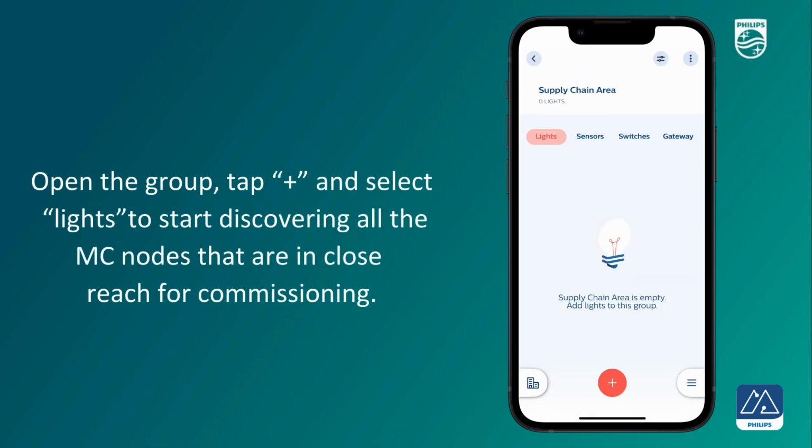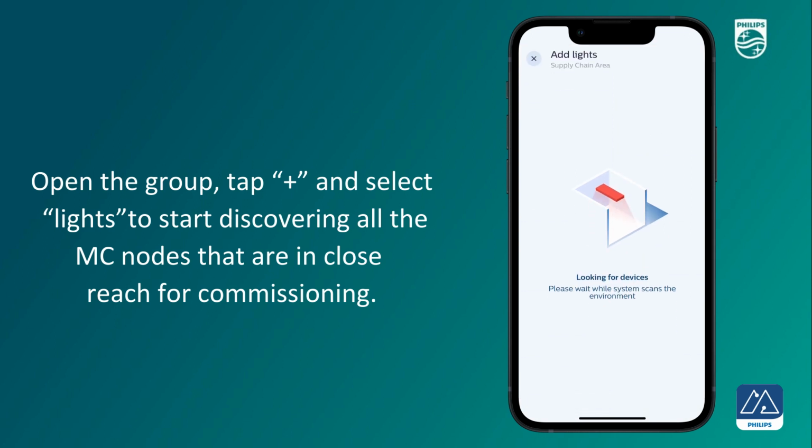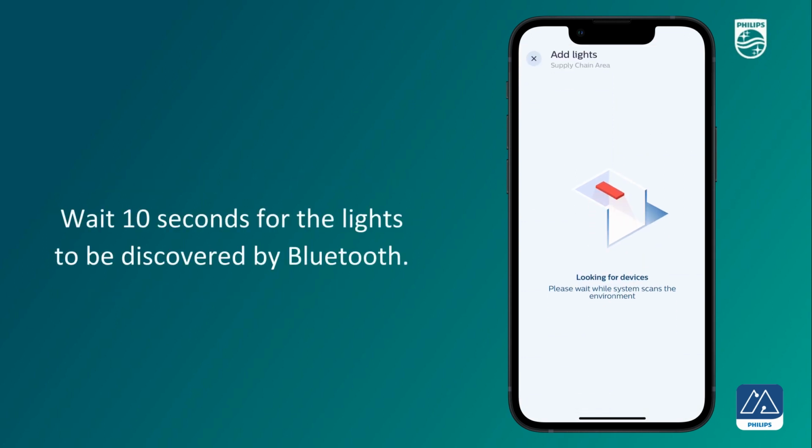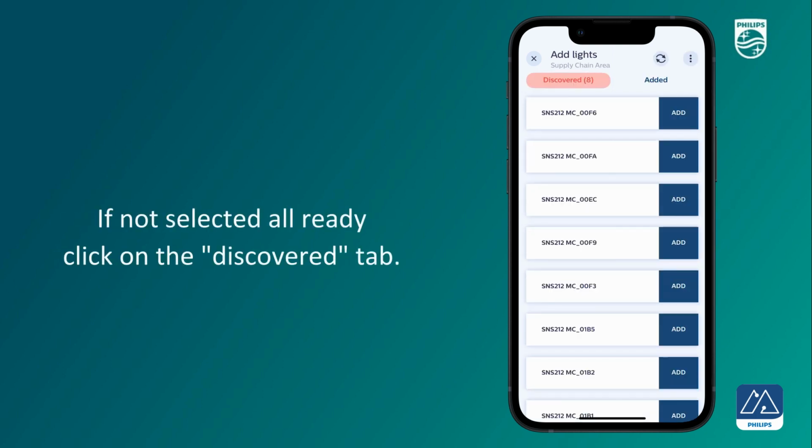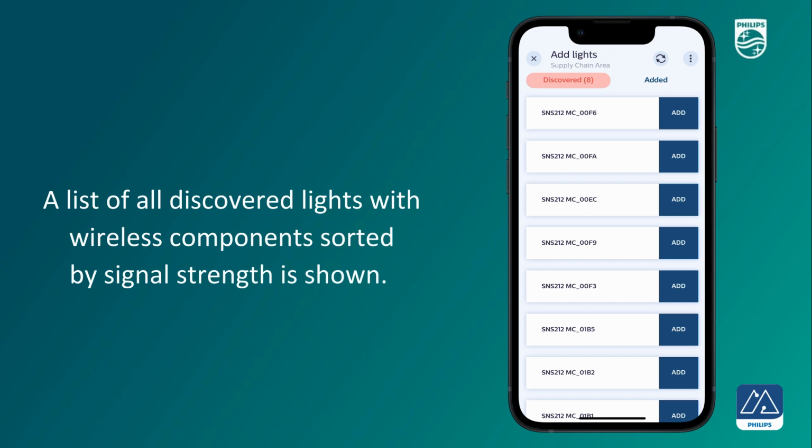Open the group, tap plus, and select Lights to start discovering all the MC nodes that are in close reach for commissioning. Please wait 10 seconds. If not selected already, click on the Discovered tab. A list of all the lights with wireless components sorted by signal strength is shown.